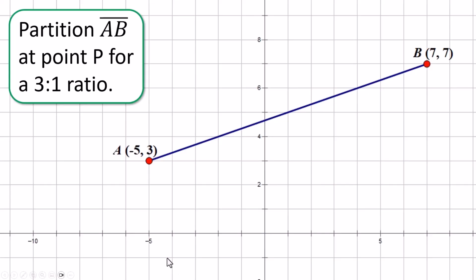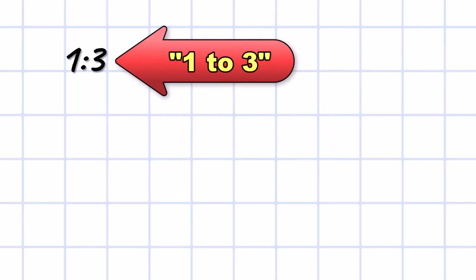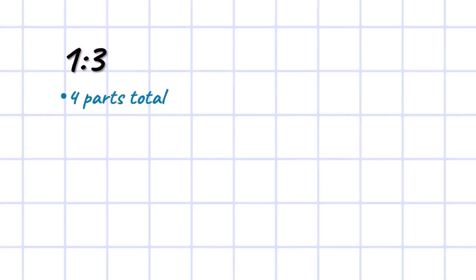Let's jump into it. I want to do a little bit of review to kind of warm you up to it. It's probably been a minute since you worked with ratios. This is a ratio. The ratio is read 1 to 3. That means there are 4 parts. You are going to split something up so that you have 1 part compared to 3 parts.